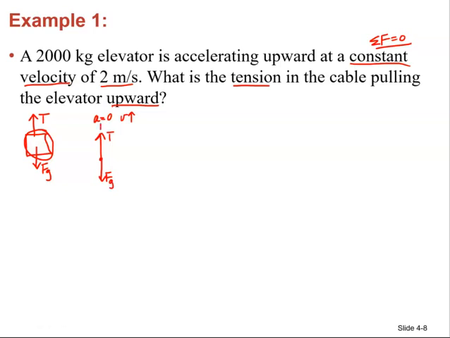I'm going to choose up as my positive direction, down as my negative, and that is going to be common in most of these. You're going to have up positive, down negative. My knowns, well, I know my mass is 2,000 kilograms. I know we have a velocity of 2 meters per second. And of course, g is a known, it's a constant, 10 meters per second squared. And I am looking for tension. So there's what I know and what I'm looking for.